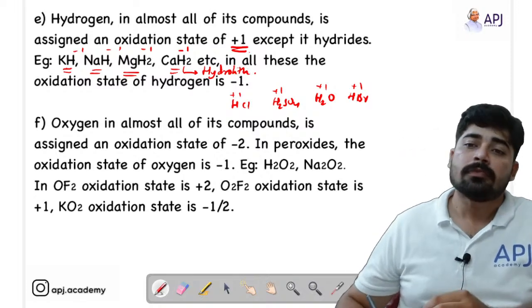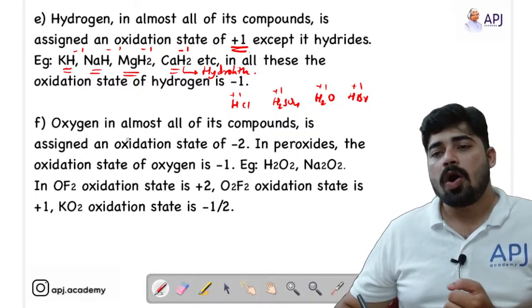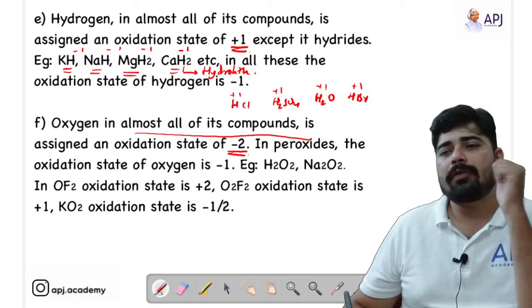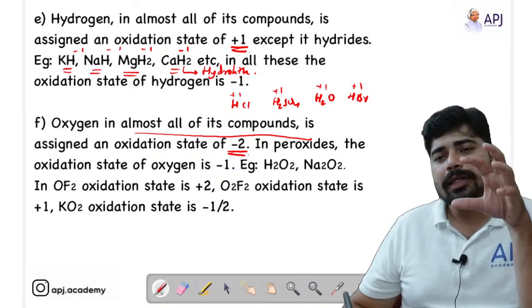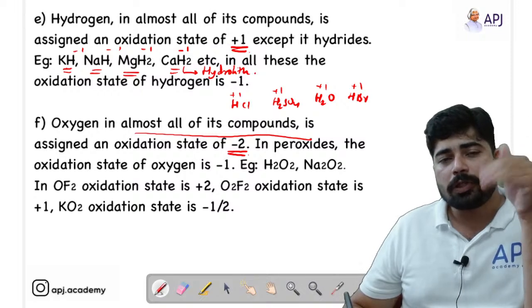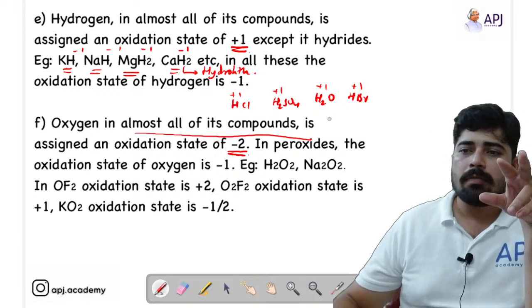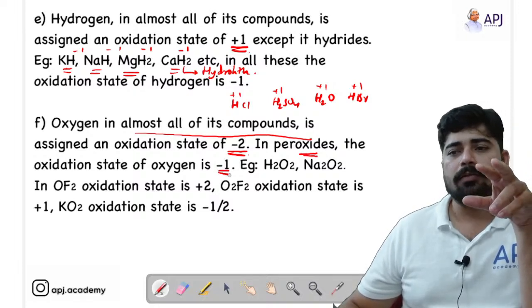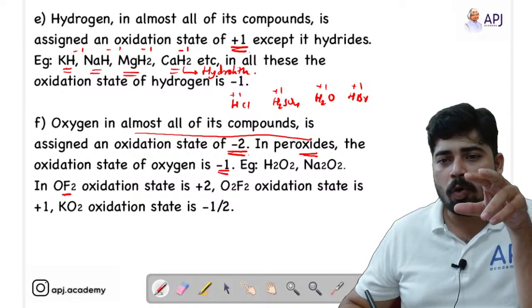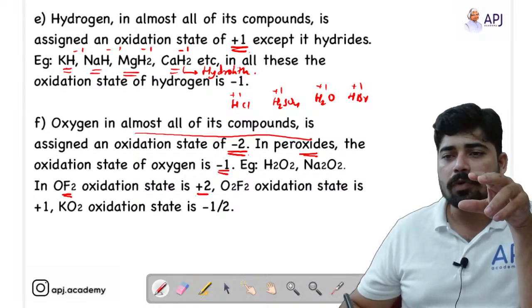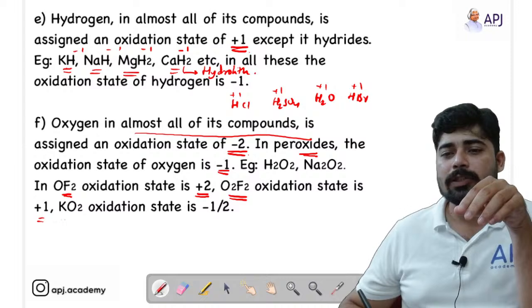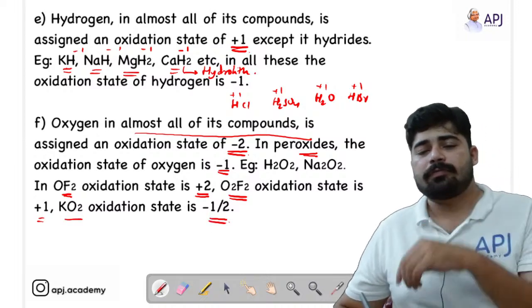Okay. Next point is, oxygen in almost all of its compounds is assigned oxidation state -2. In the case of oxygen also we have exceptions. The oxidation state of oxygen in all compounds of oxygen is -2. But if you are considering peroxides, the oxidation state of oxygen is -1. In OF2, the oxidation state of oxygen is +2. In the case of O2F2, the oxidation state is +1. In the case of KO2, the oxidation state is -1/2.